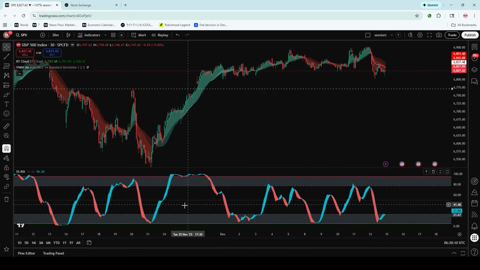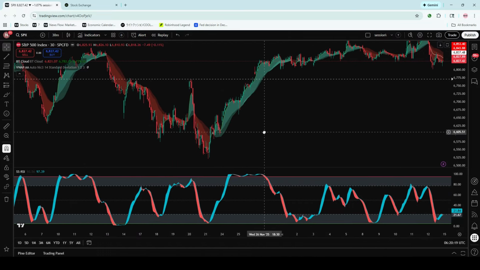When we're inside this level here, I would call it the gray zone. Anything really goes in this level here. But when we are up in extremely overbought levels or extremely oversold levels, that's when things can get interesting, and you could look for some cloud flips in the RSI or enter off cloud flips on the BT Cloud. So that's how I would use the RSI.